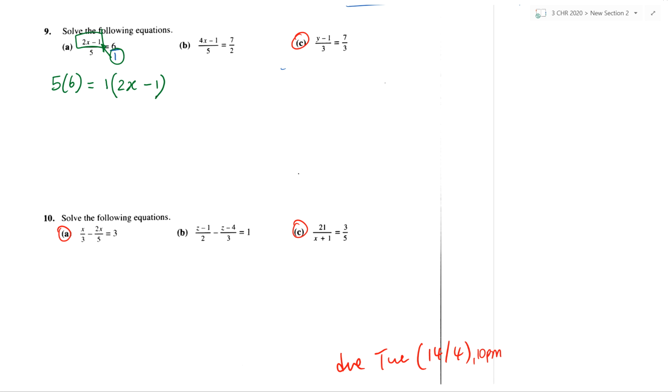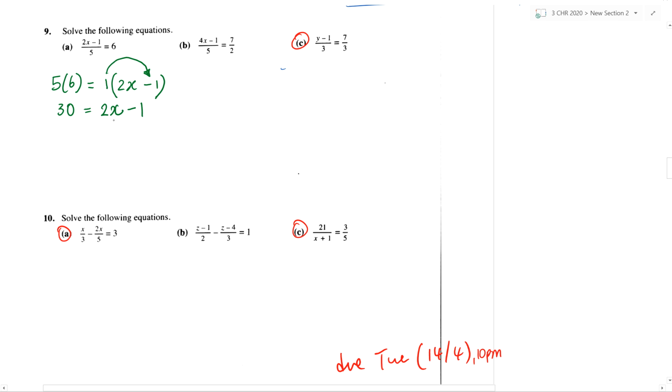So from here, carry on. 5 times 6 is 30. On the other side, this is a positive 1. Positive multiplied by anything, the sign will not change. So this is positive times 2x. We will remain a positive 2x. Next, we have positive 1 multiplied by negative 1. The sign doesn't change. It will be negative 1.